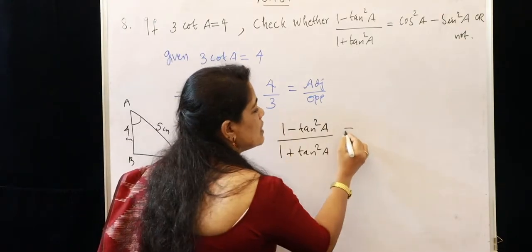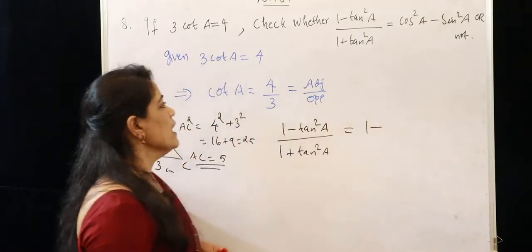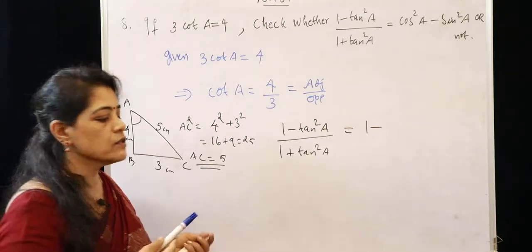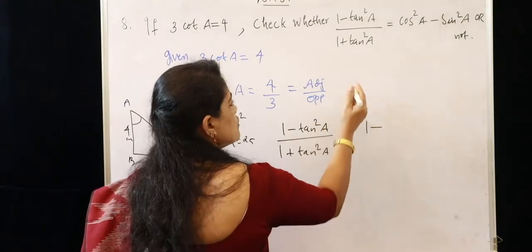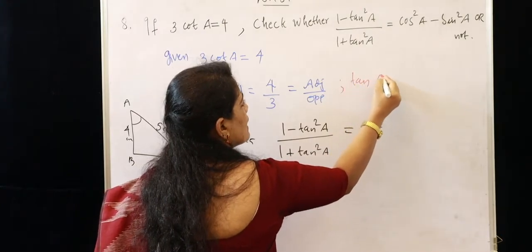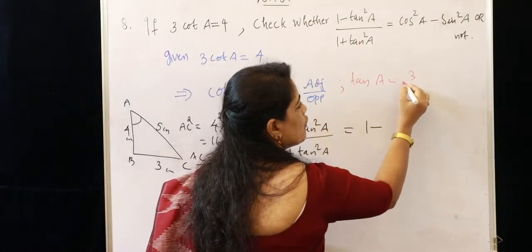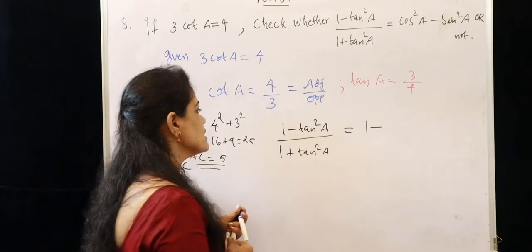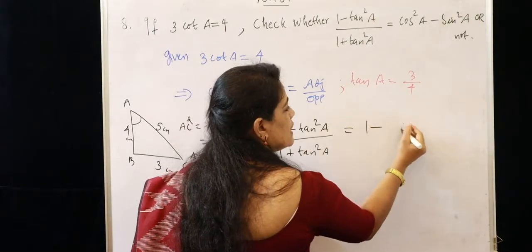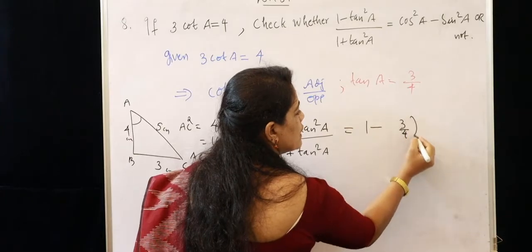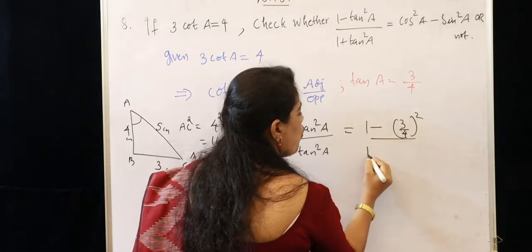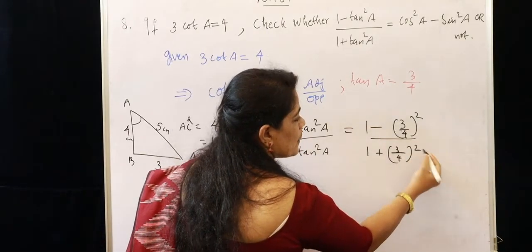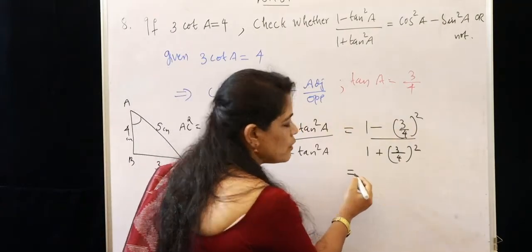So this is equal to 1 minus... If cot A is equal to 4 by 3, its reciprocal is tan. So what will be tan? Here you can write tan A will be the reciprocal, 3 by 4. Here we need to substitute for tan square A. So tan square A is 3 by 4 whole square, divided by 1 plus tan square A, that is 3 by 4 whole square.